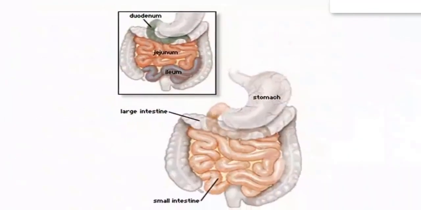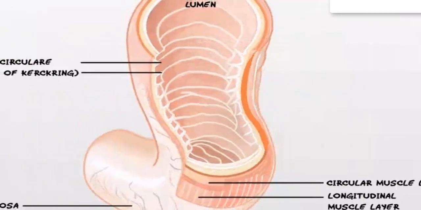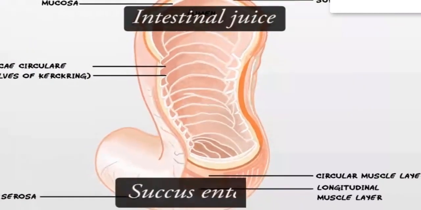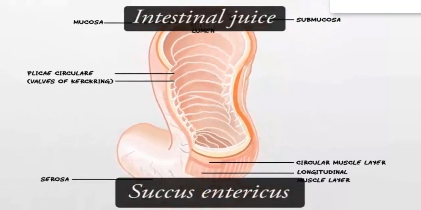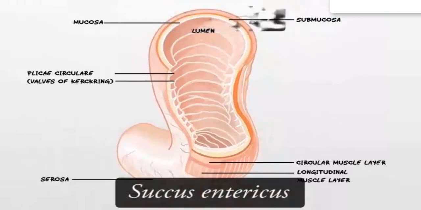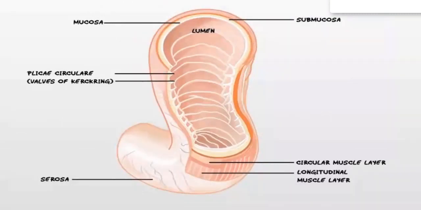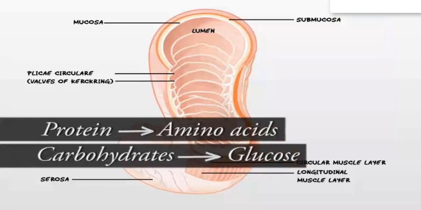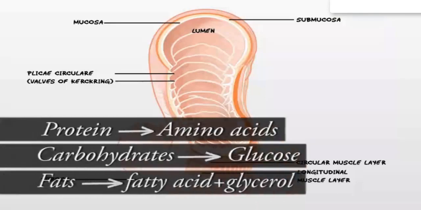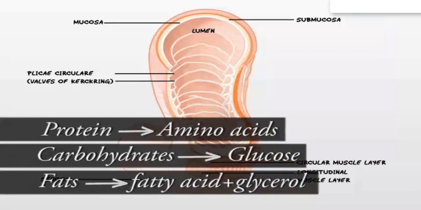The walls of the small intestine contain glands which secrete intestinal juice called succus entericus, which is a mixture of several enzymes. These enzymes finally convert the proteins into amino acids, complex carbohydrates into glucose, and fats into fatty acids and glycerol. All these products are soluble in water and very easily absorbed by the walls of the intestine, which contain blood capillaries.